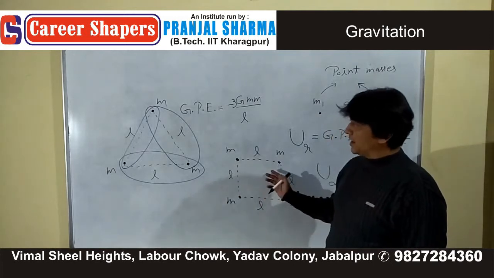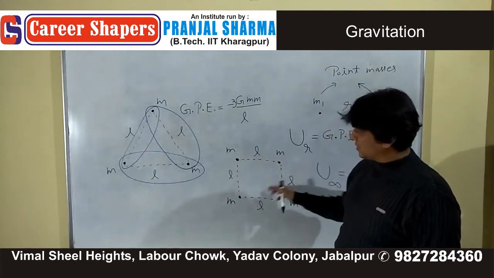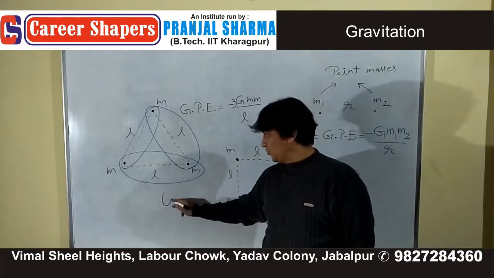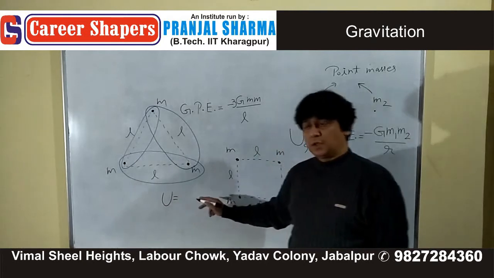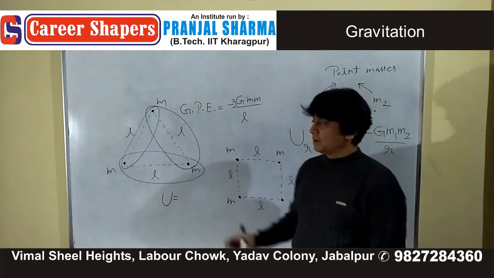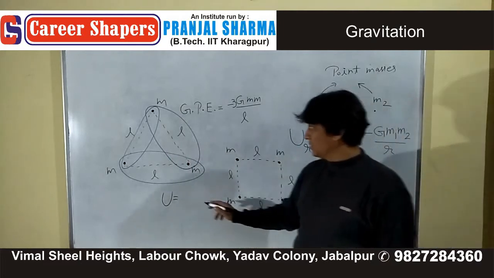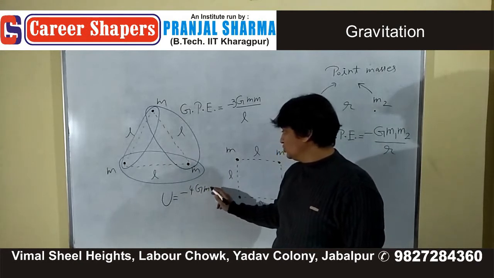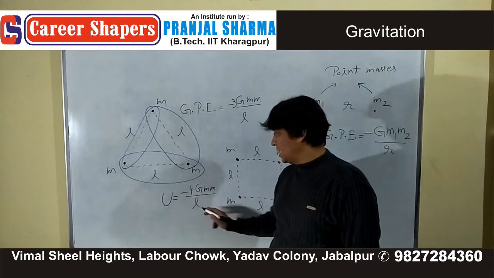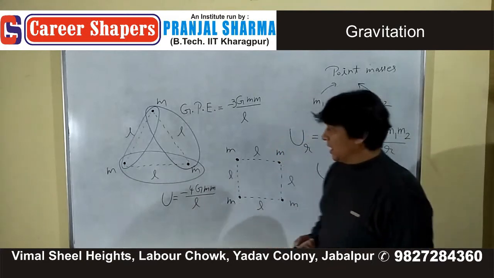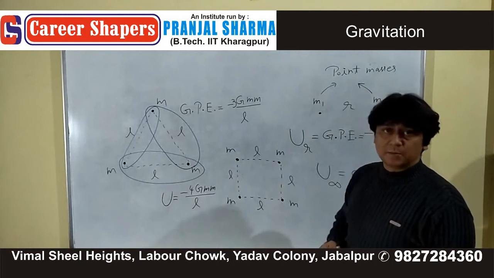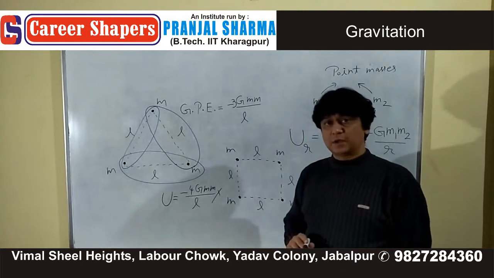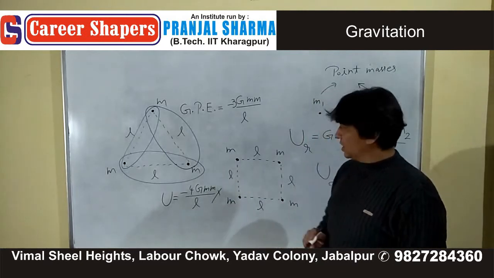Now, once you find a system like this, then mostly people will go for this. They write U as what? For a triangle there were 3, for a square there are 4, and therefore they straight away go for minus of 4 GMM divided by L. And then they think that the answer is complete. But no, this answer is not complete. How do you complete your answer?